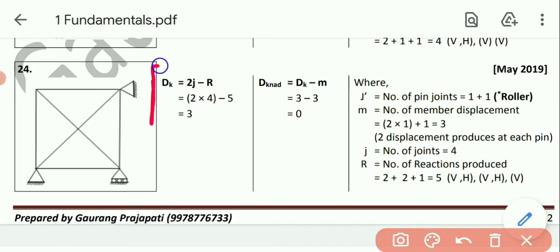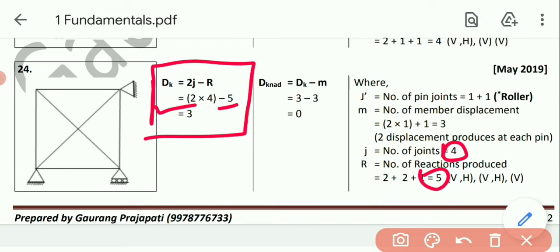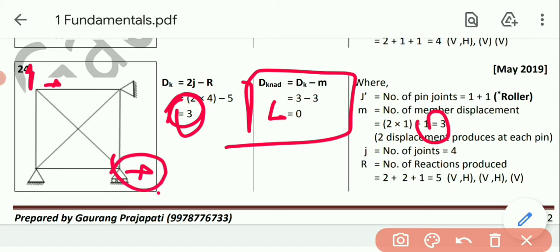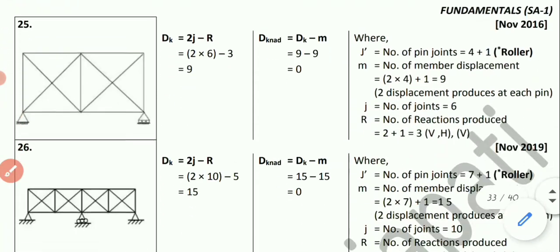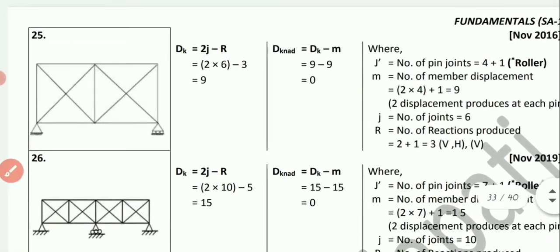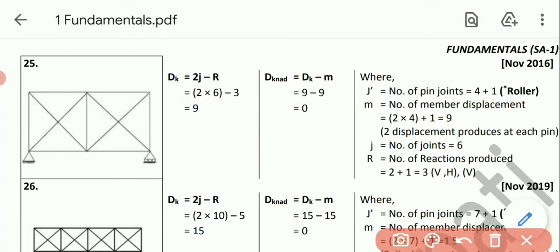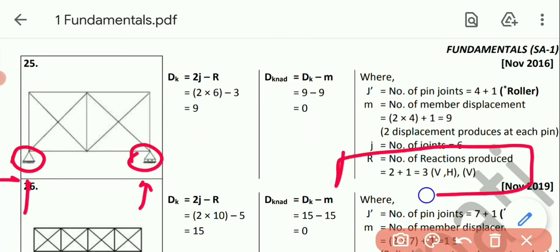So Dk equals 2J minus R: joint is 4 and R is 5, 8 minus 5, answer comes 3, that is Dk. Dk none equals Dk minus M, Dk is 3 minus M, that is 3, answer comes 0. Okay, these three criteria are over here vertical, horizontal, and over here horizontal. These three are the terms. Now in this one, hinge support vertical, horizontal, roller support vertical, so capital R is 3.